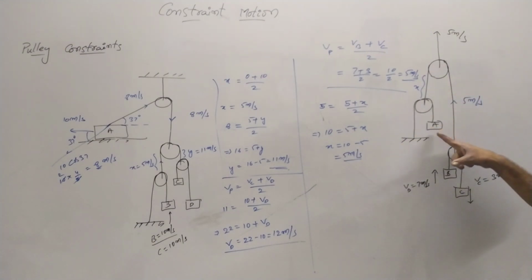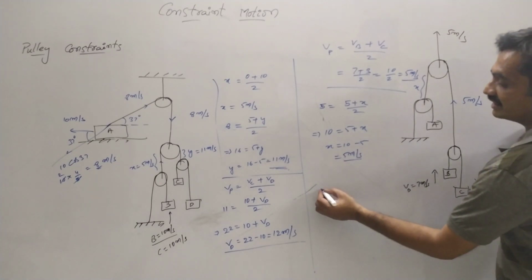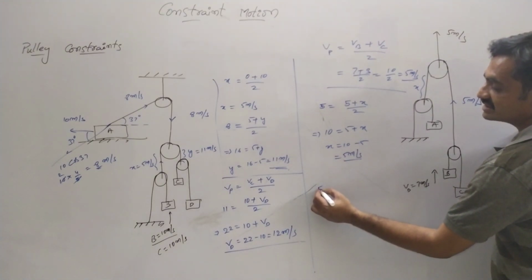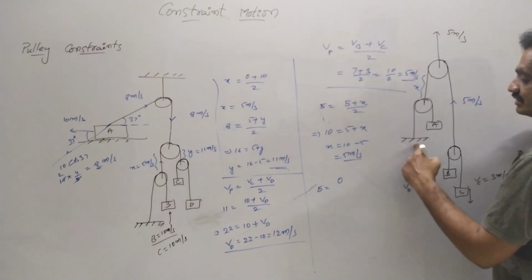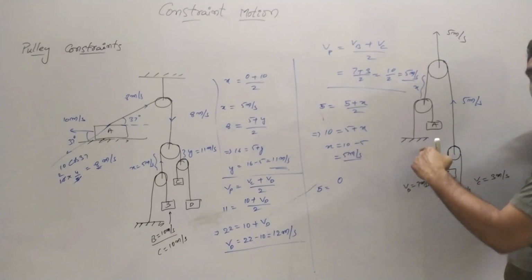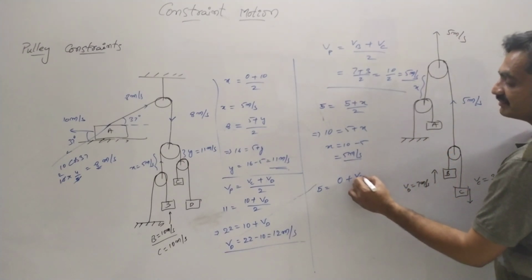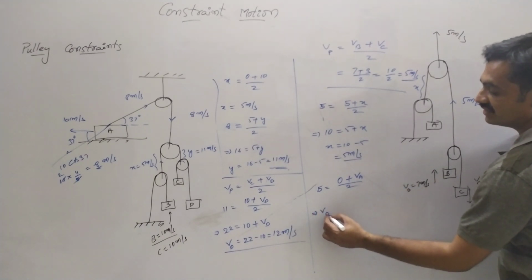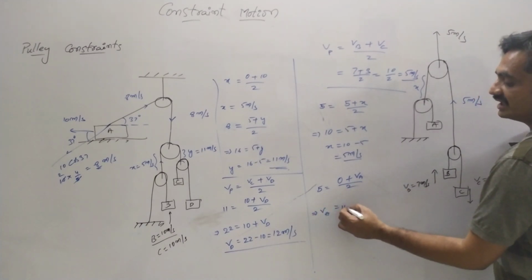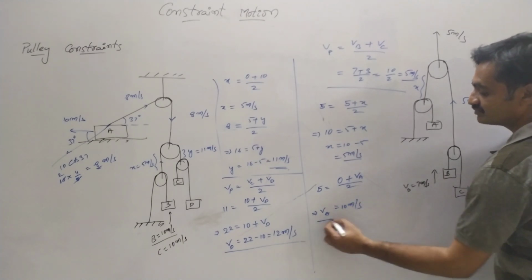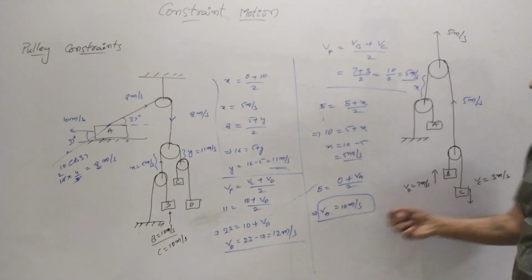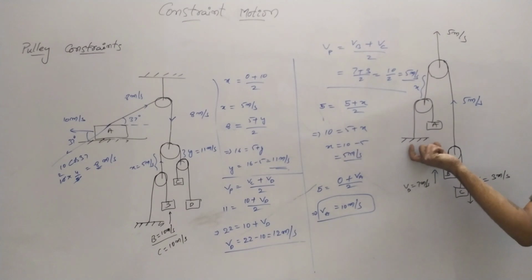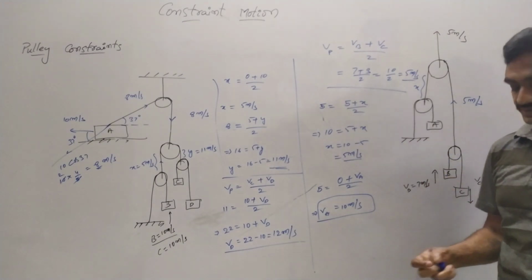Based on that, now we have to find the velocity of this block A. The velocity of the pulley, which is nothing but 5, equals 0. Why? Because it is fixed to this rigid support, plus the velocity of the block A by 2, which is nothing but the velocity of the block A equals 5 into 2, 10 meter per second. This represents the velocity of the block A. Take a screenshot, we'll continue.